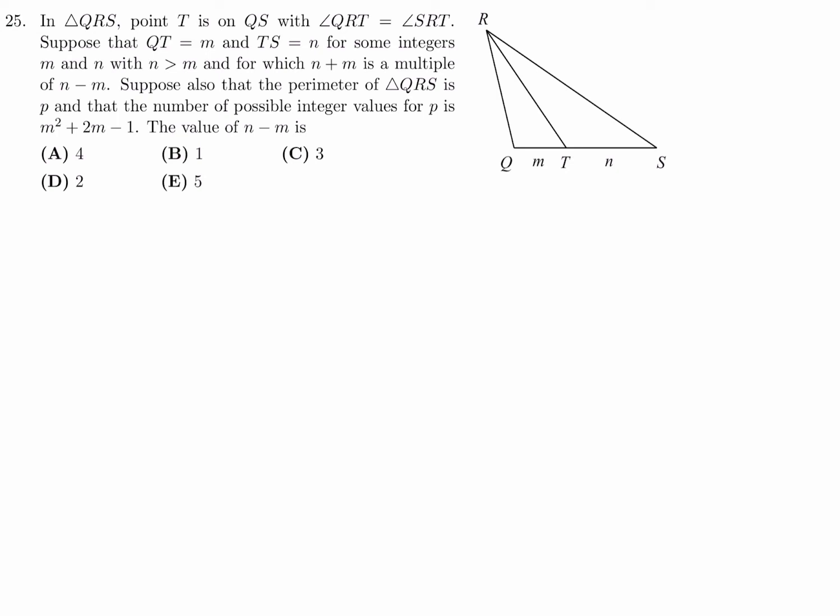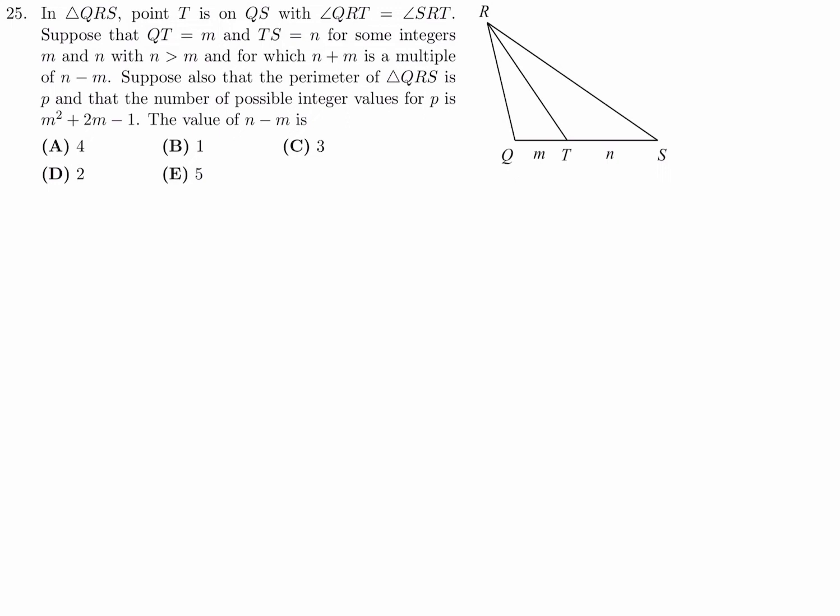Suppose also that the perimeter of triangle QRS is P, and that the number of possible integer values for P is M squared plus 2M minus 1. The value of N minus M is.